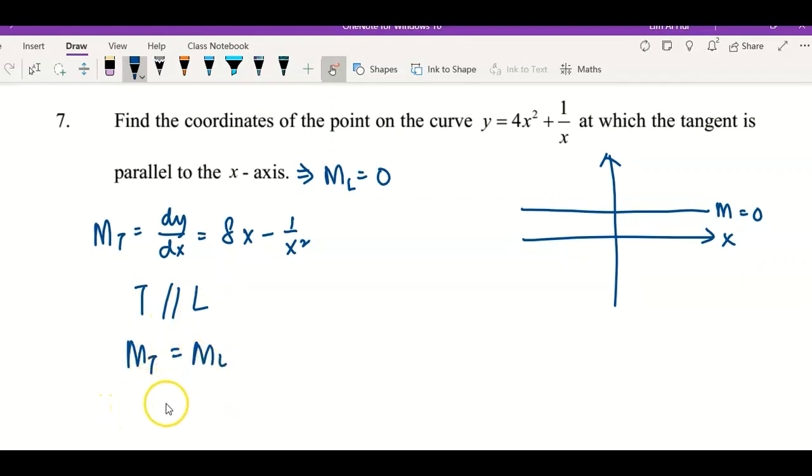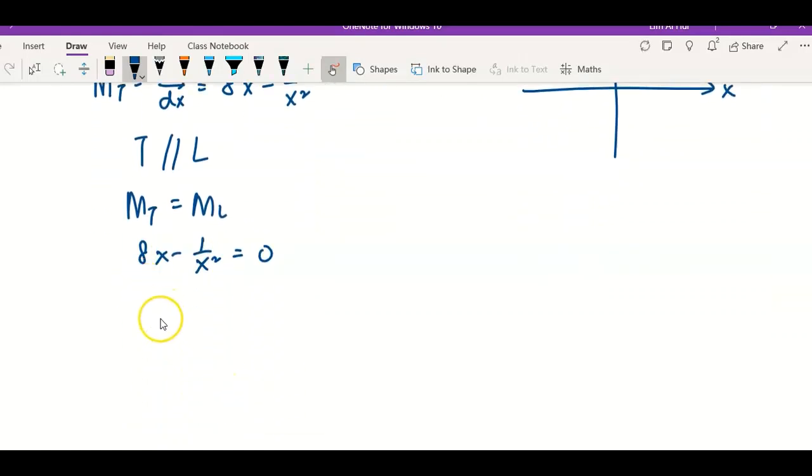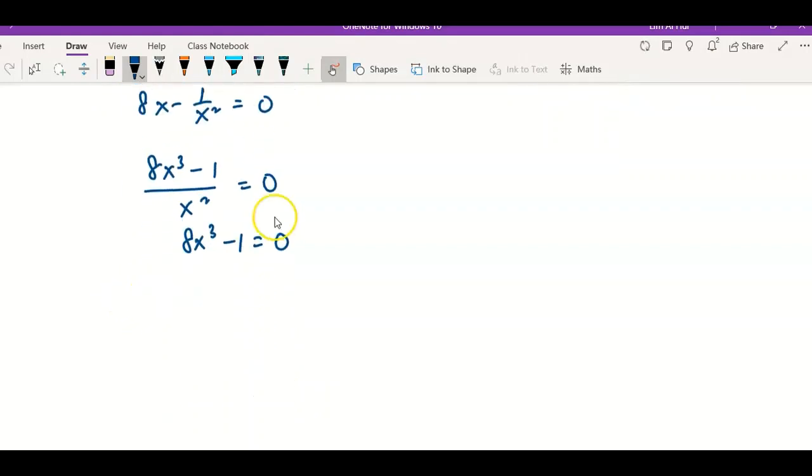So if mT equals mL, meaning that 8x minus 1 over x squared is equal to 0, we're trying to solve this. Equating the numerator, you get 8x cubed minus 1 over x squared equals 0. Then you get 8x cubed minus 1 equals 0, then x cubed equals 1 over 8, then x equals the cube root of 1 over 8, which is 1 over 2.